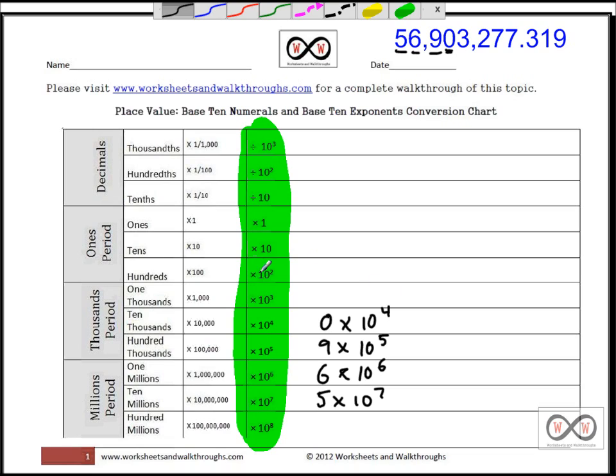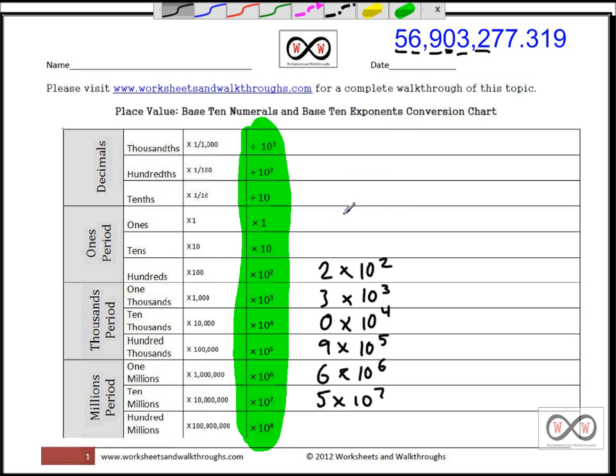And now we'll move on to 3 in the thousands place. So 3 times 1,000, or 10 to the 3rd power. And we'll keep moving on. It's a little bit quicker. So we've got 2 times 10 to the 2nd power because 10 times 10 is 100.